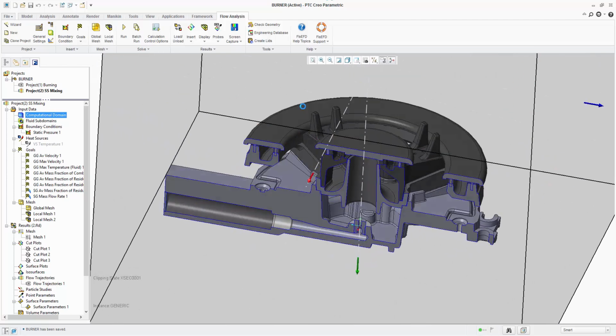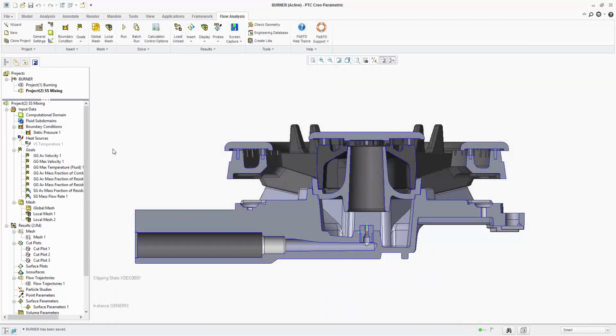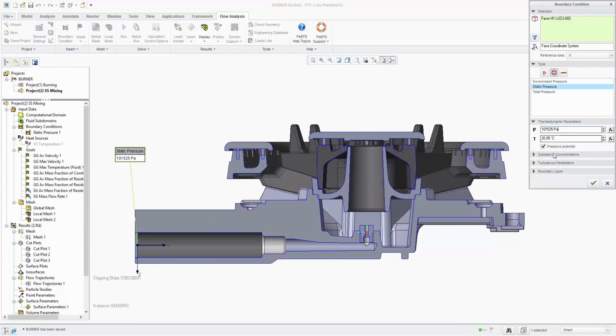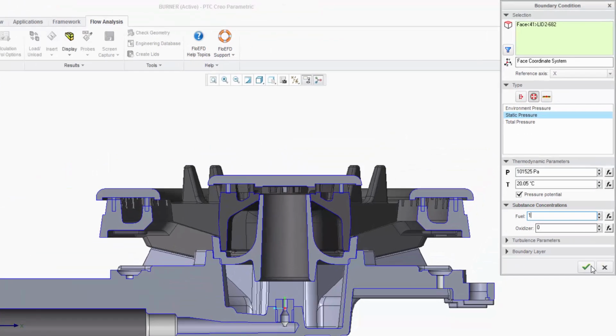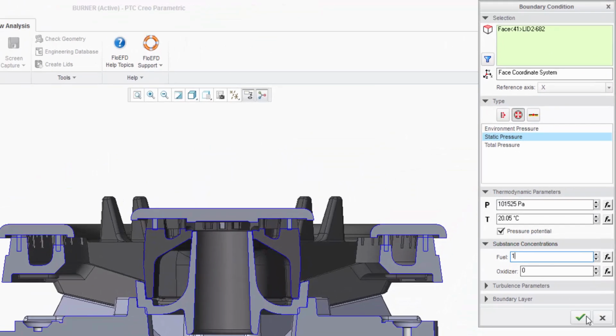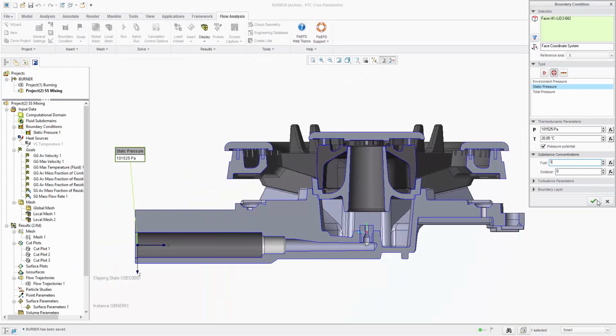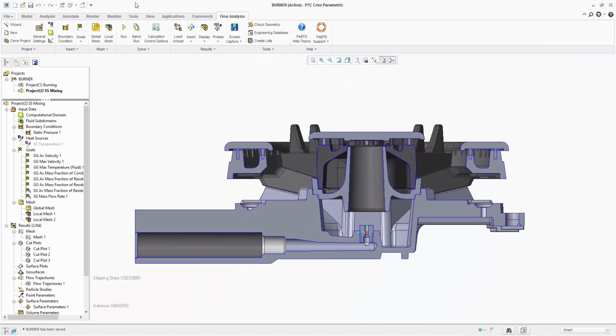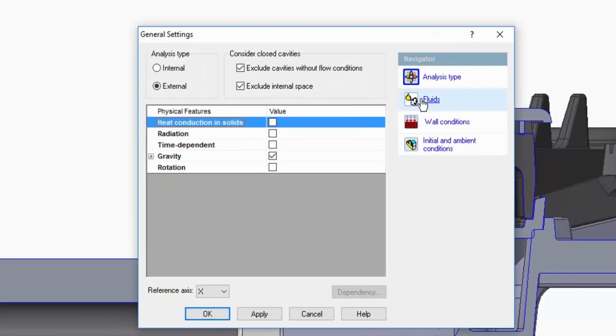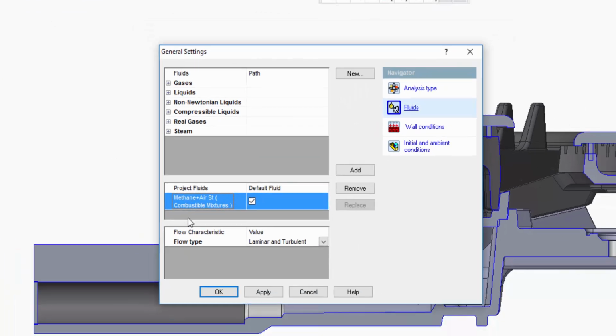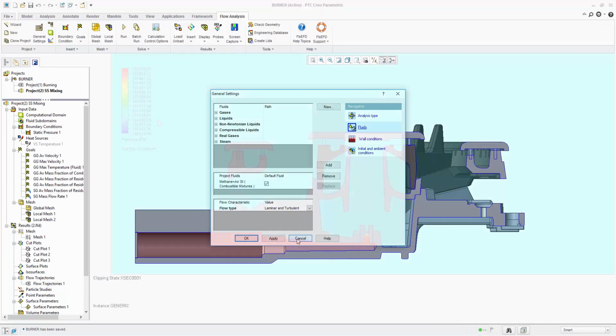The cross-section through the burner shows the gas inlet on the left, the nozzle for generating a high-velocity jet, and the mixing chamber. Air is drawn in and mixed due to the Venturi effect. Methane is supplied at 200 pascals above atmospheric pressure. The substance concentrations option shows that this is 100% fuel from this inlet. The project fluid is a predefined methane and air combination, although other admixtures can be defined.